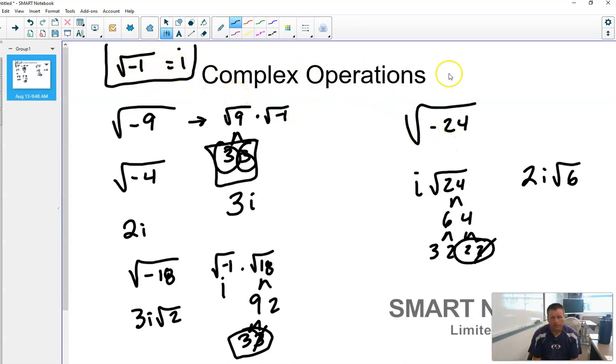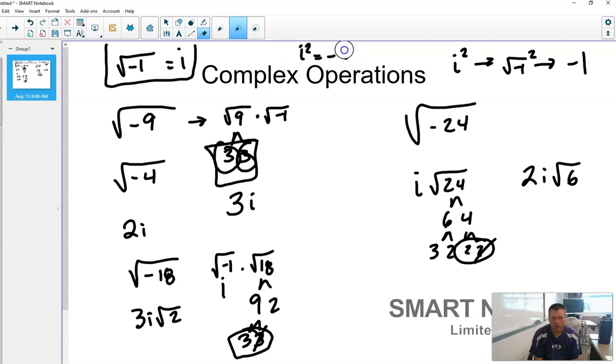The other thing as we do some operations is, what is i squared, guys? i squared, think about this, is just the square root of -1 squared, which hopefully in your head you've done. It's just -1. This idea that i squared is -1 is another fact that I would not forget at this point in time. So we need to know that i is the square root of -1, and then i squared is -1 as well. Okay? Don't forget that idea. You're going to need it here in just a minute.